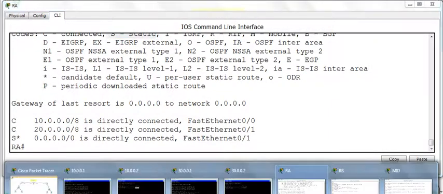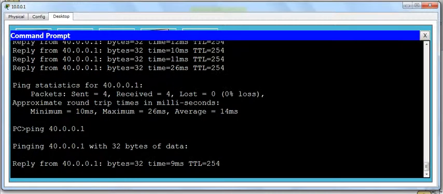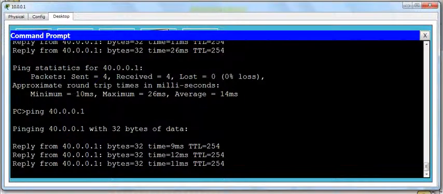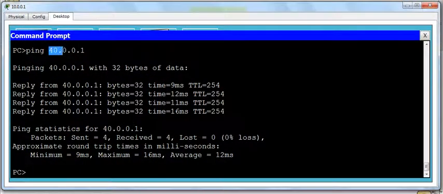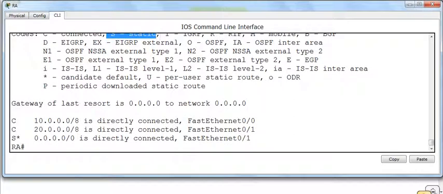If I ping now from this PC, definitely I'll get a ping reply. Even though I'm pinging 40, where the route is not found in the routing table, it is getting matched with the default. That's what default means. Unknown routes match with this default route. It was sent via this way.